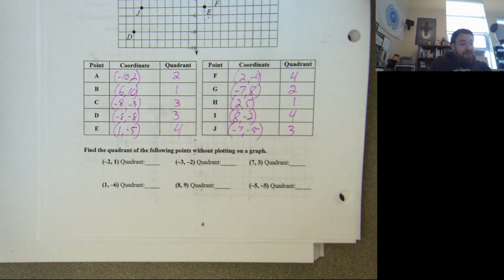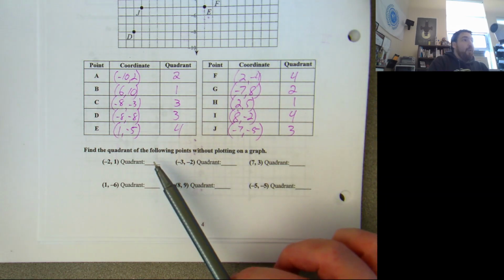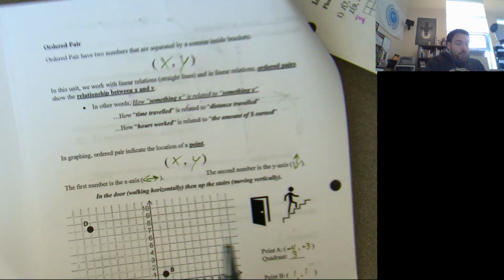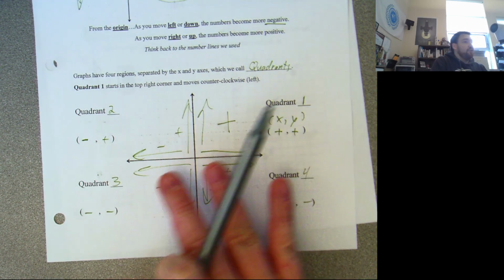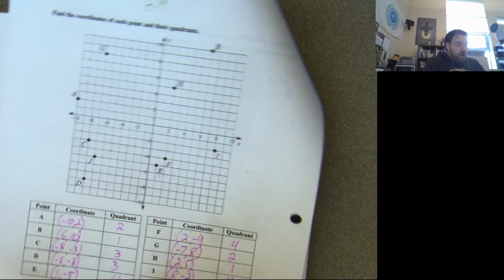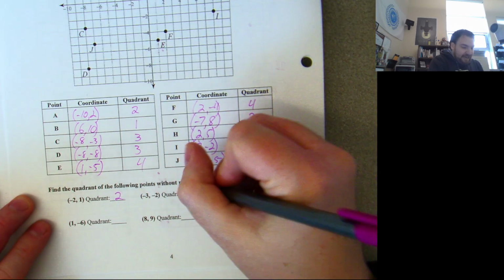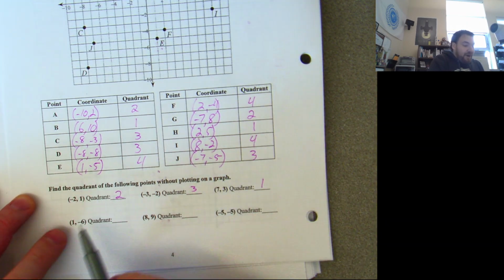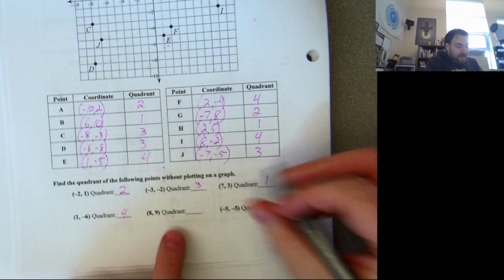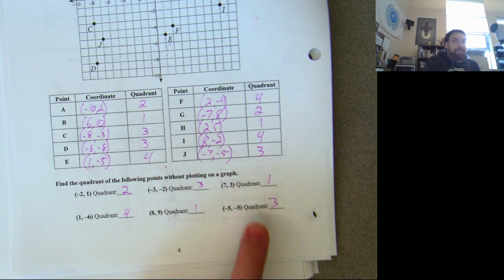Find the quadrant of the following points without plotting them on the graph. This is where I'm trying to teach you what quadrants are positive and negative, regardless of those values. So if this one's negative and this one's positive, that's quadrant 2. Both negative is 3, both positive is 1. Positive x and negative y is quadrant 4.